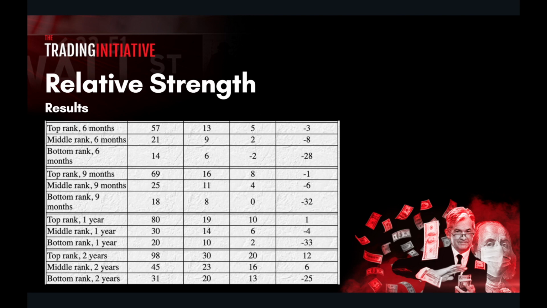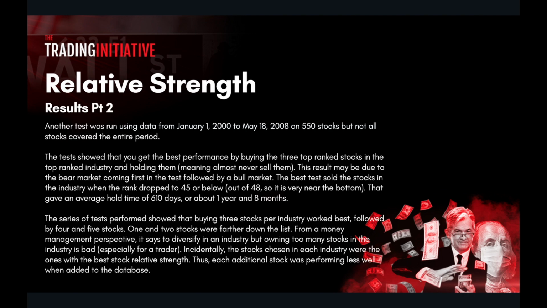And in the worst industries, on the bottom side, if you're shorting, down 25%, 1 year down 33%, 9 months down 32%. So yes, longing the industries that are outperforming everything else is viable. Shorting the industries that are underperforming every other industry is viable. All right? So, results part 2.